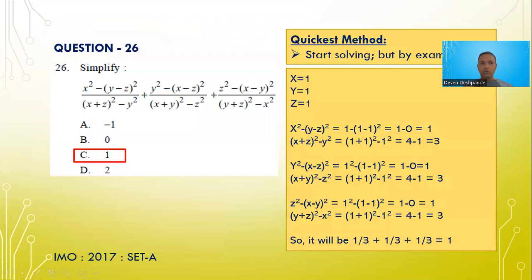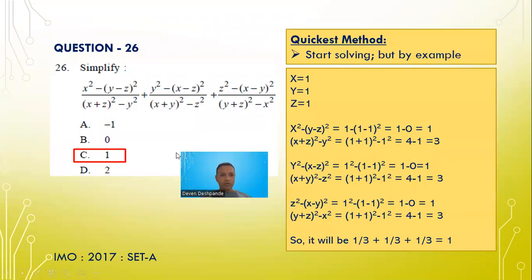Okay, so question number 26. Simplify x square minus y minus z whole square upon x plus z whole square minus y square, and there is a big equation. Now normally you may think that how to solve this because it looks like a big equation, but you solve this by an example. The simplest thing that you can do is take the value of x as 1, y as 1 and z as 1. Okay, so x square minus y minus z whole square.